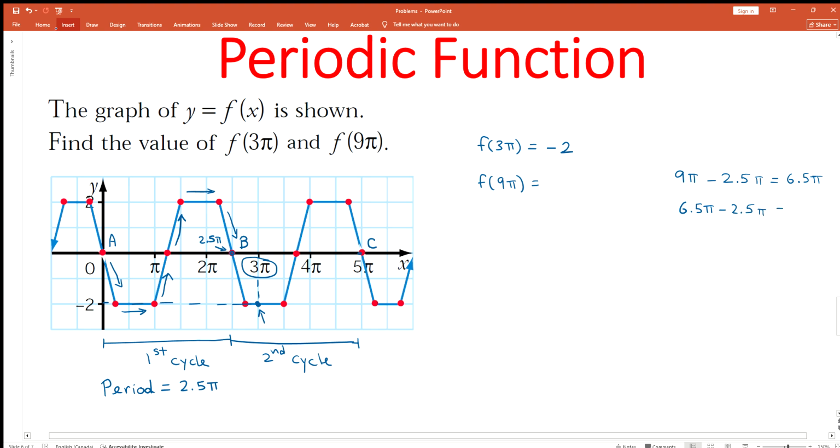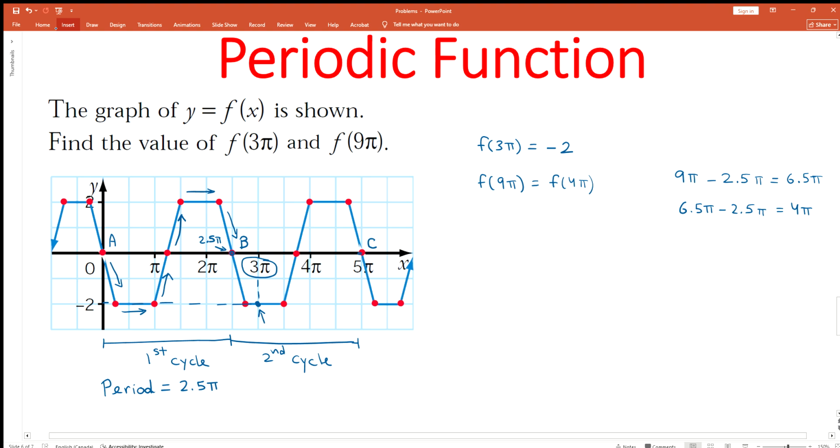I get 4 pi. The x value 4 pi is on the given graph. So we can use 4 pi to find the value of f of 9 pi. Because this function is a periodic function, f of 9 pi is equal to f of 4 pi. This is an important concept we need to understand and memorize. In a periodic function, the function values, or y values, repeat at regular intervals.